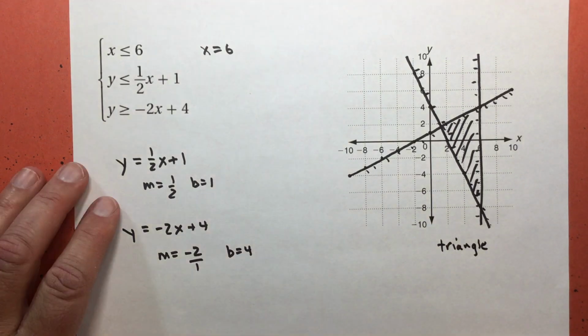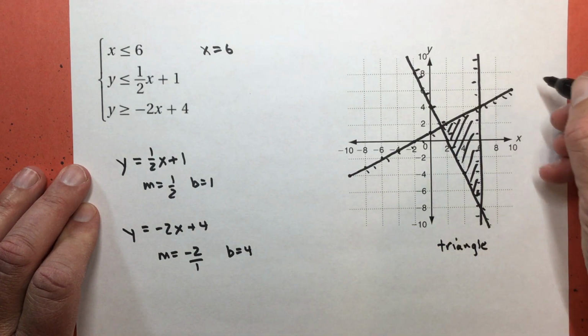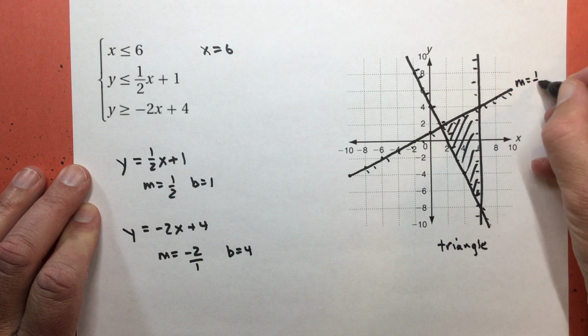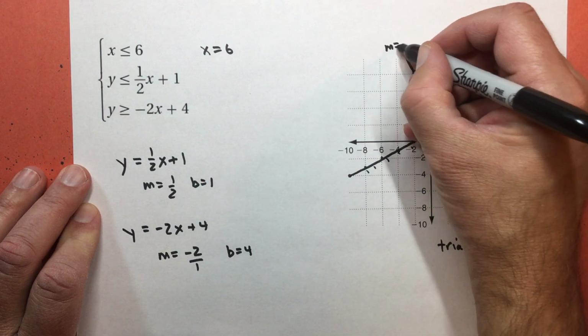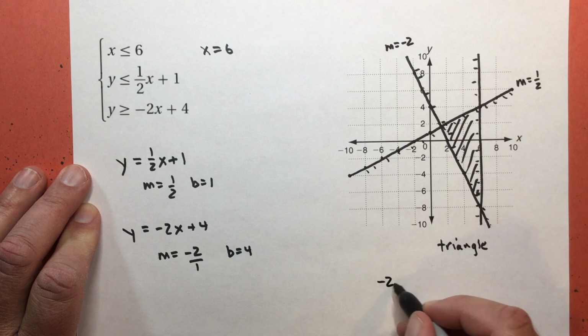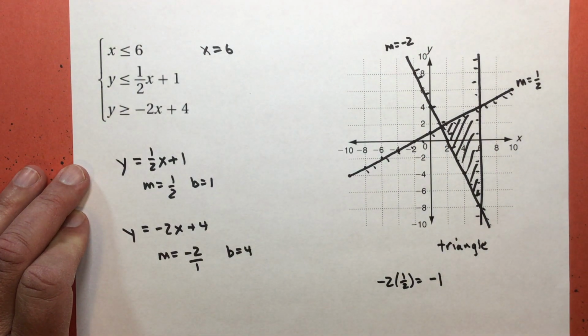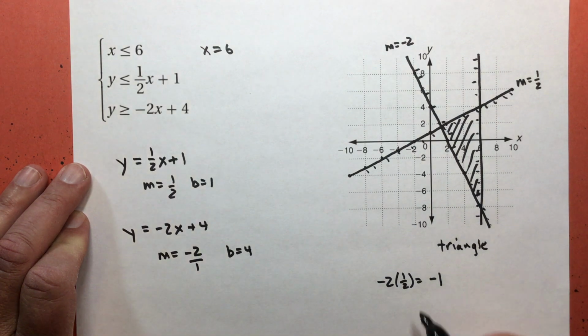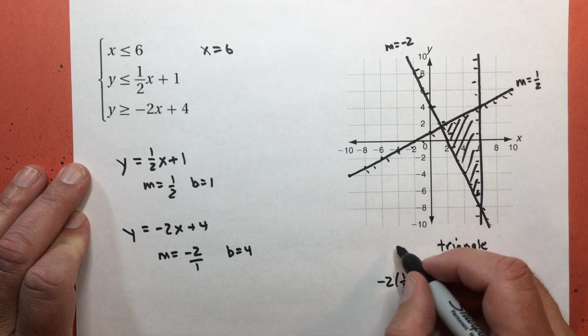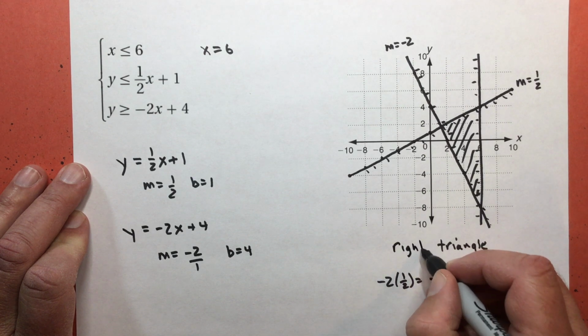But I'm going to give you a little bit of bonus for this one, okay? The slope of this is 1/2, and the slope of this line is -2. -2 times 1/2 equals -1. If the slopes of two intersecting lines are opposite, one positive, one negative, and reciprocals, and when you multiply you get -1, that means that they are perpendicular to each other. So not only is that a triangle, it is actually a right triangle.